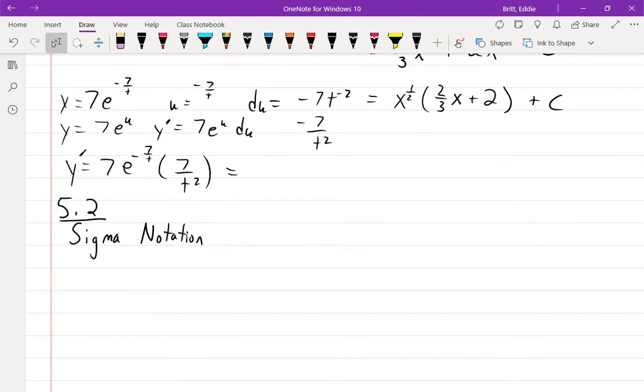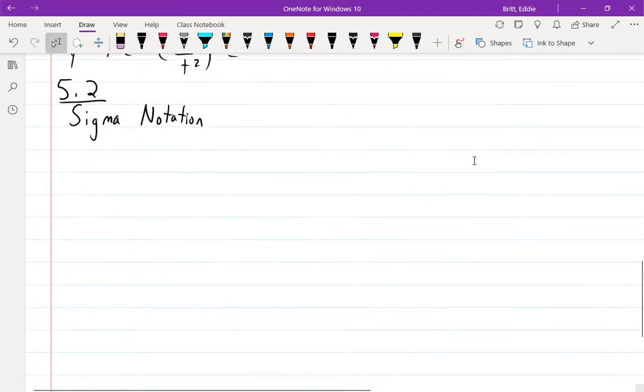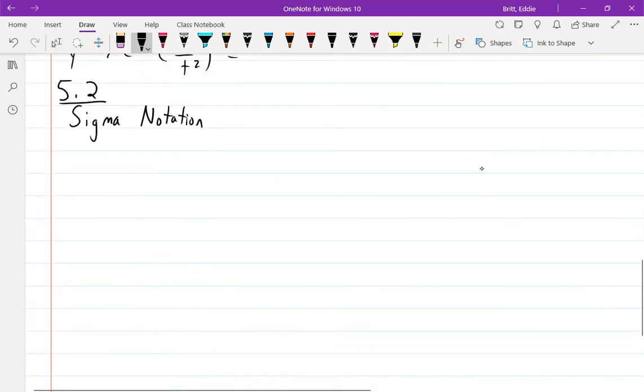Alright, and with sigma notation, this is the uppercase sigma. This symbol here, it's a Greek letter. And it basically means to sum things up.